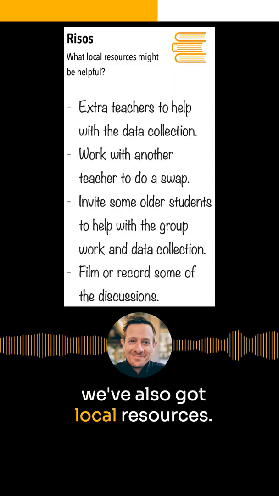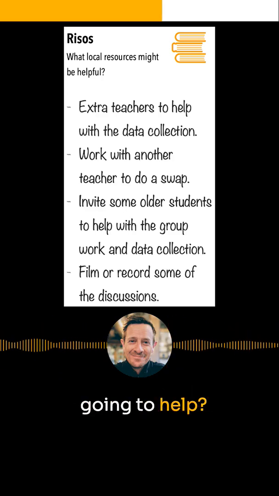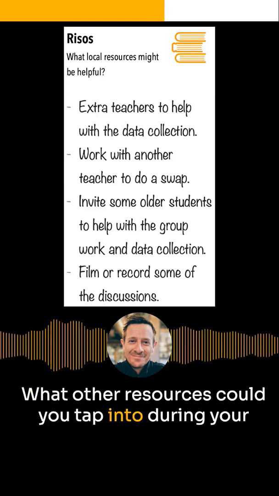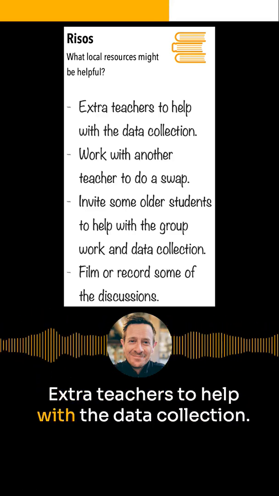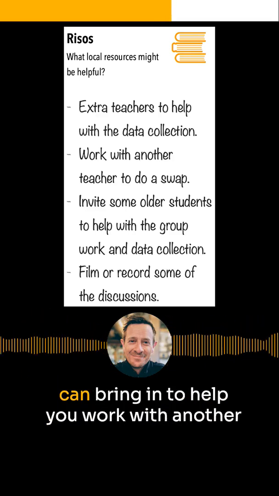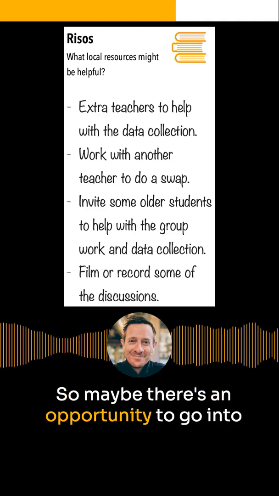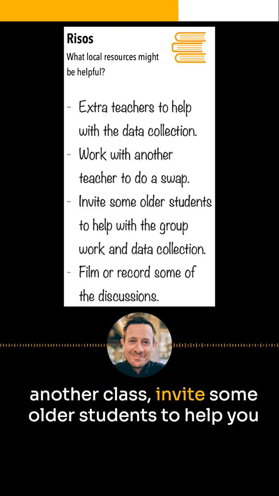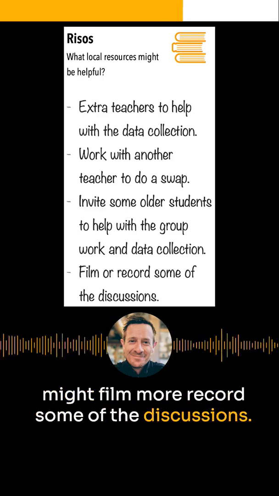We've also got local resources. So what other things in school are going to help? What other resources could you tap into during your action research project? Extra teachers to help with the data collection. Maybe there's some other people that you can bring in to help you. Work with another teacher to do a swap. So maybe there's an opportunity to go into another class. Invite some older students to help. You might film or record some of the discussions.